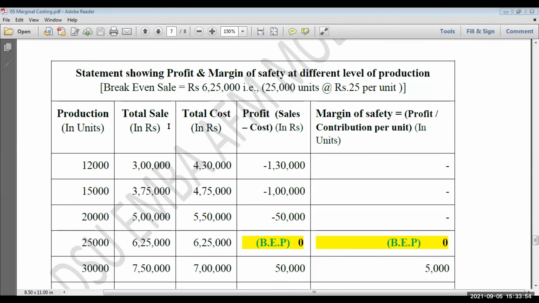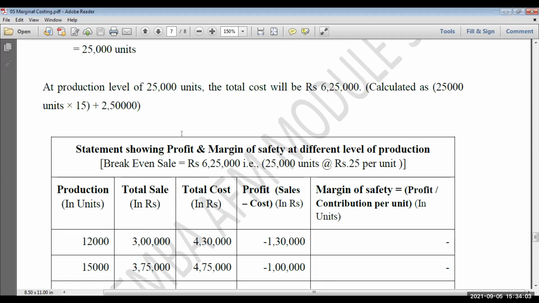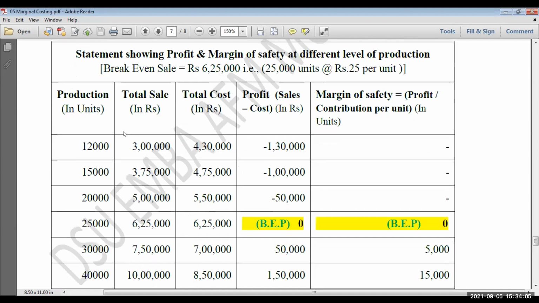I'm going to find out the break-even point by trial and error method. This is the easy way. We have already found out 25,000 units. Now we are going to prove it by having a trial and error method.